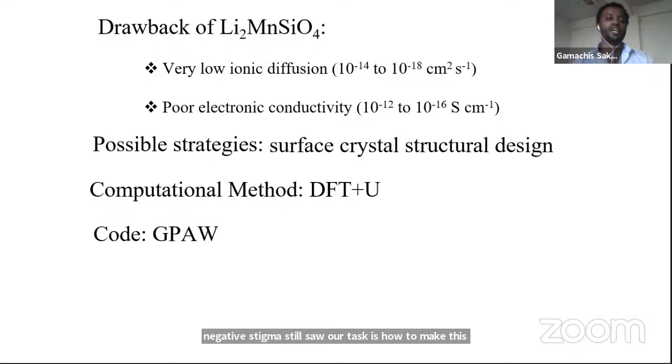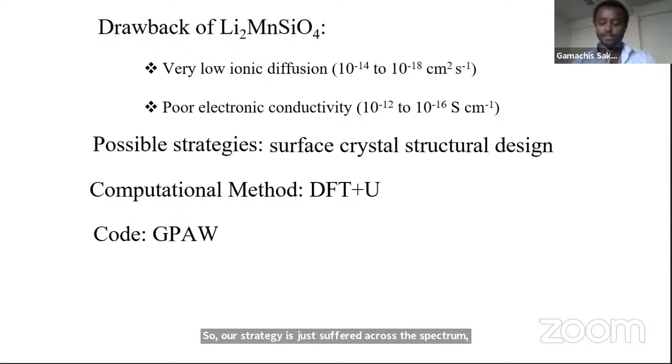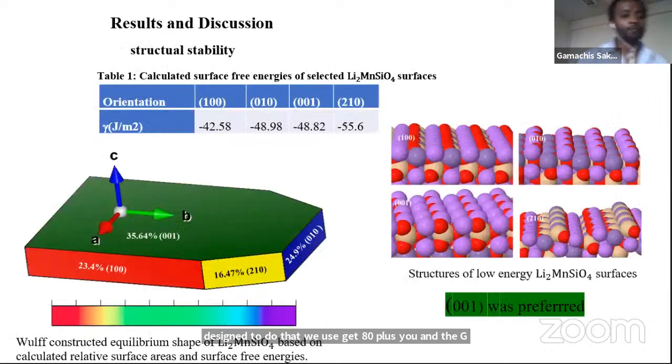So our task is how to make these materials better. As you can see, it is a bulk insulator. So our task is how to make this compound or this material a conductor. So our strategy is surface crystal structural design. To do that, we use DFT plus U, and the GPAW code is our choice.